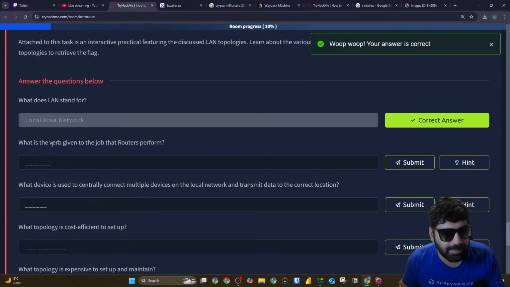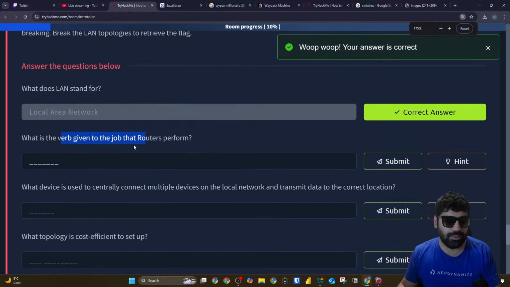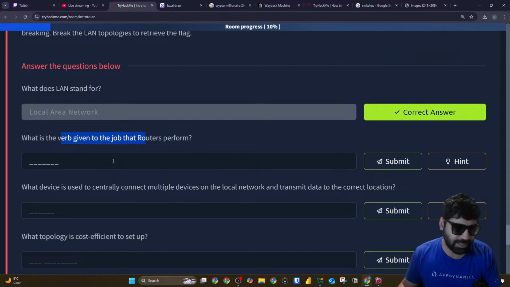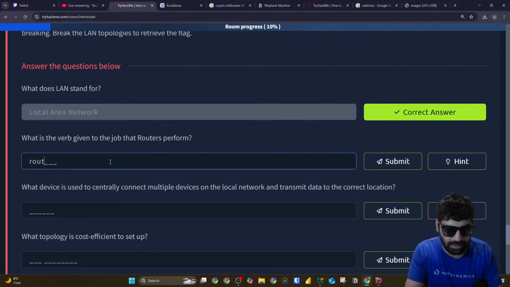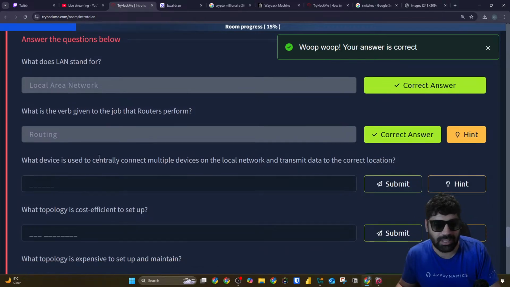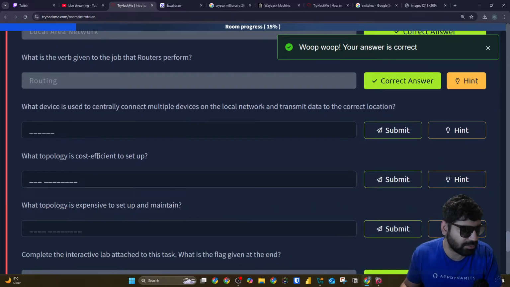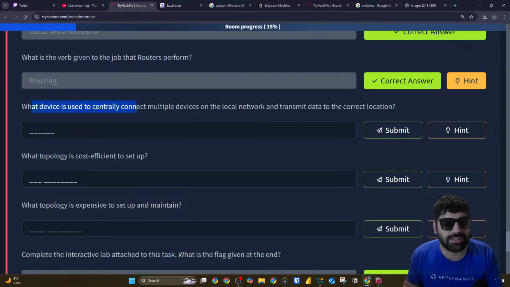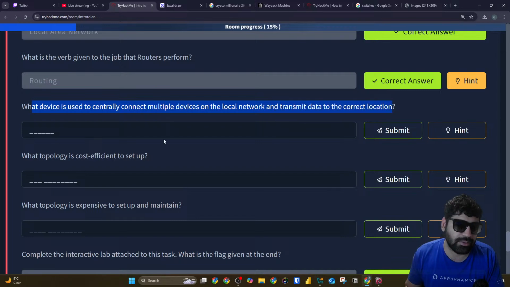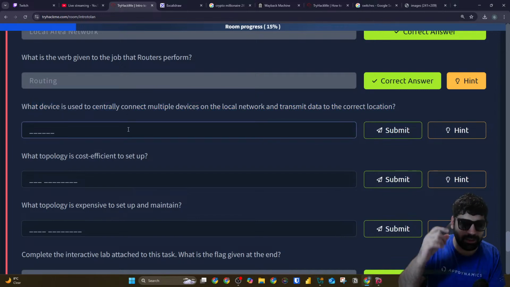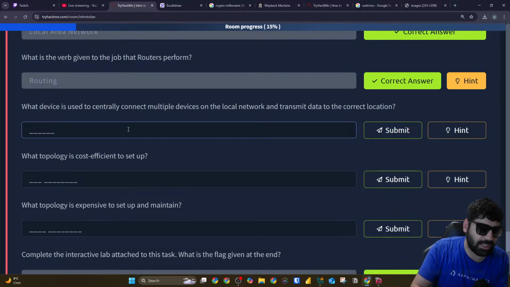What is the verb given to the job of a router? What does a router do? Why did it get its name? Because it's routing. Routing the traffic, where the data goes, what the flow should be, and stuff like that. What device is used to centrally connect multiple devices on a local network and transmit data to the correct location? So basically, what device is used in the star topology? Which device helps in connection? Switch.